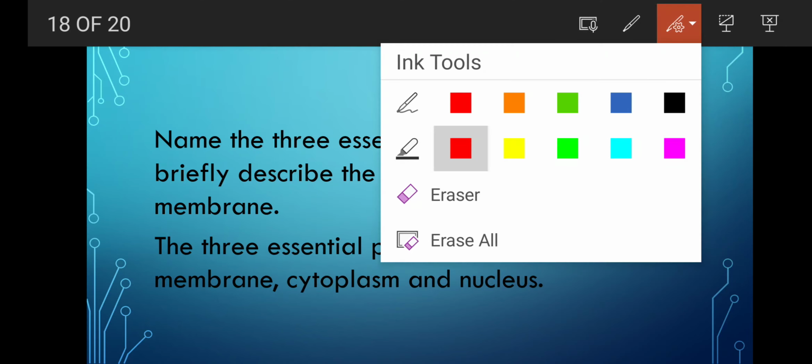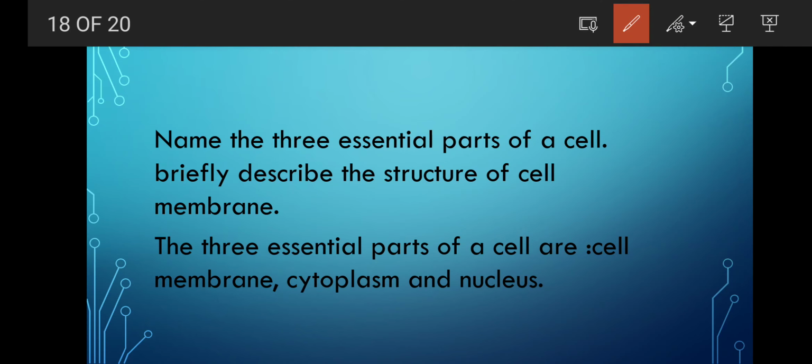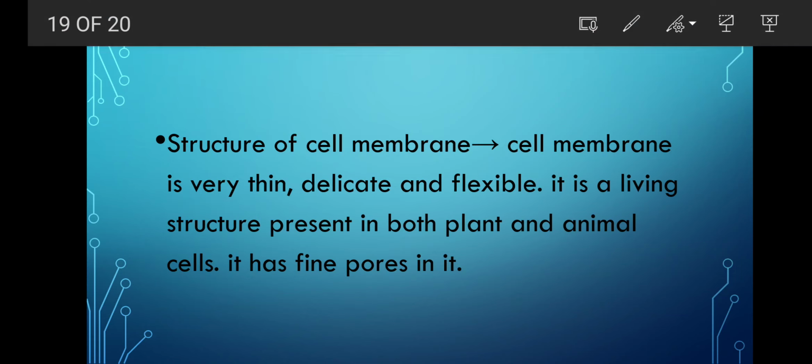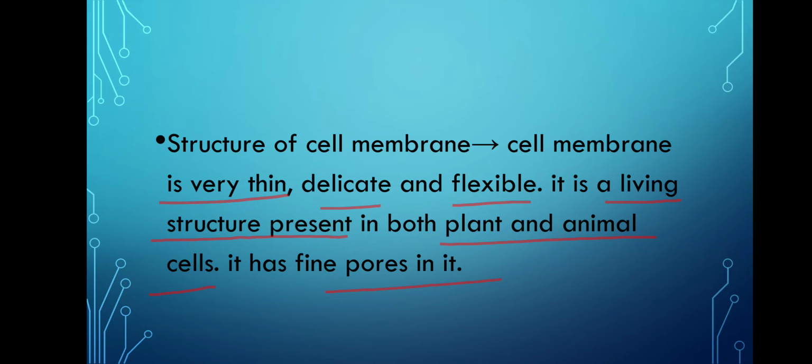Done? Next, name the three essential parts of a cell and briefly describe the structure of a cell. Two questions are here. So the first answer is, the three essential parts of a cell are cell membrane, cytoplasm and nucleus. Okay. Now next is the structure of the cell membrane. Cell membrane is very thin, delicate and flexible. It is a living structure present in both plant and animal cells. It has fine pores in it.